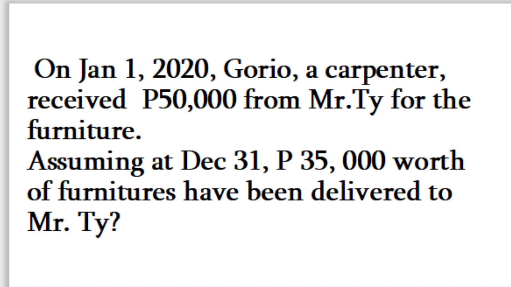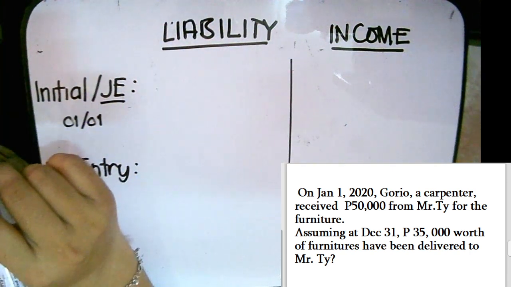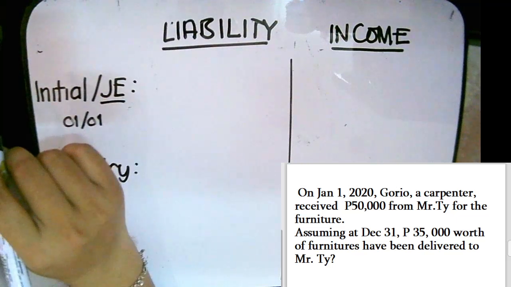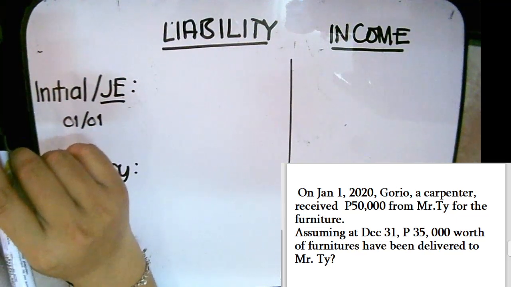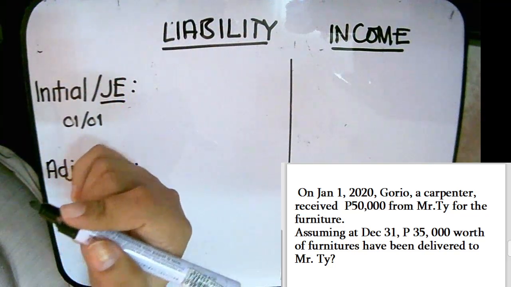On January 1, 2020, Gorio, a carpenter, received 50,000 in advance ito from Mr. T for the furniture. Assuming at December 31, 35,000 worth of furnitures have been delivered to Mr. T. So again, gawa tayo ng initial entry or journal entry. Naka-receive daw si Gorio ng 50,000 in advance para sa paggawa ng furniture. So, ano yung entry natin?